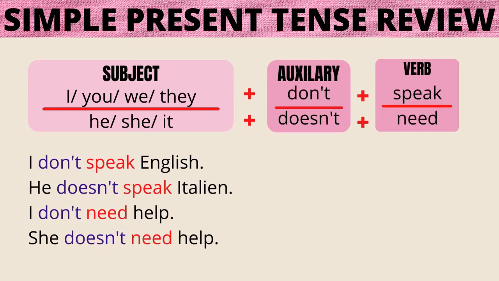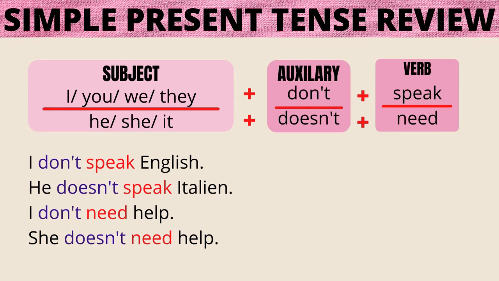To make negative sentences in simple present tense, we use don't and doesn't before the verb. When the subject is I, you, we, or they, we use don't before the verb. When the subject is he, she, or it, we use doesn't before the verb. For example, I don't speak English. He doesn't speak Italian. I don't need help.